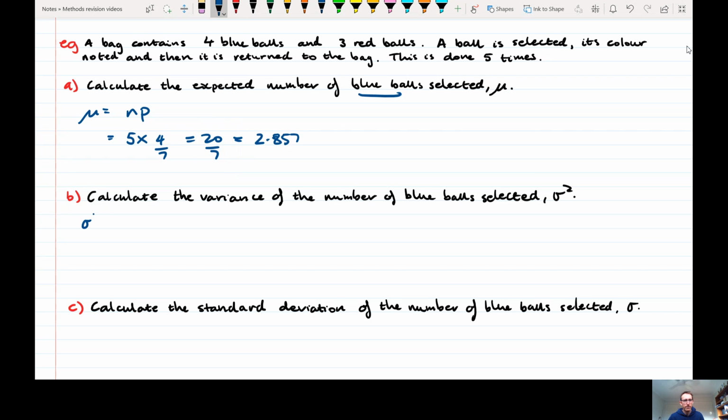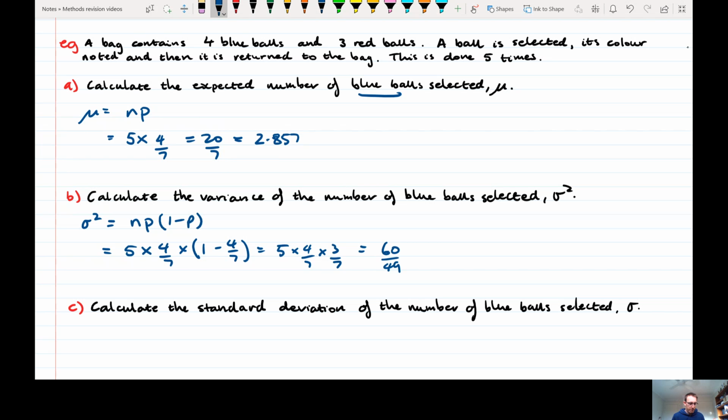Variance. The variance is given by sigma squared. So sigma squared we know is NP(1 take P). N is 5. P is 4/7. So 1 minus 4/7 goes there. And that's the same as doing 5 times 4/7 times 3/7, which altogether you could write as 60/49, and that would be how you'd leave your answer as a tech-free exam. But in a tech-enabled exam, you would then write it as 1.224 to 3 decimal places.